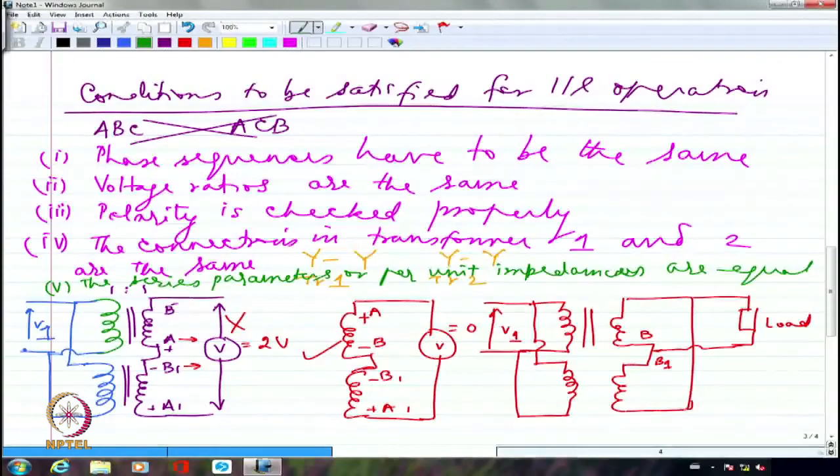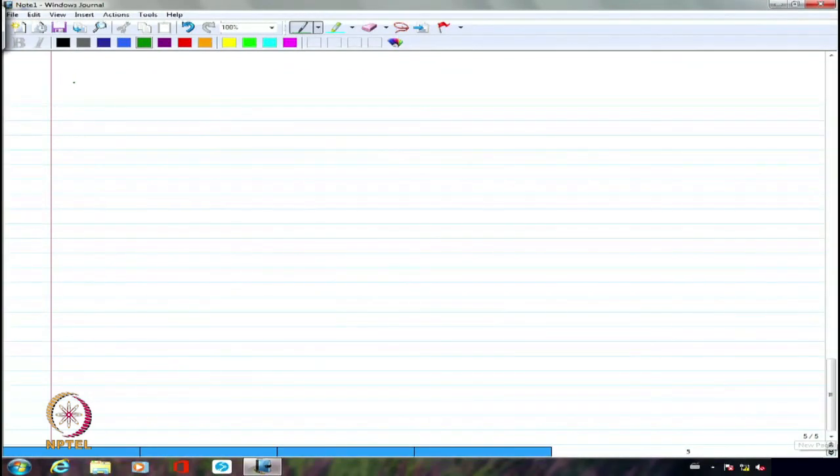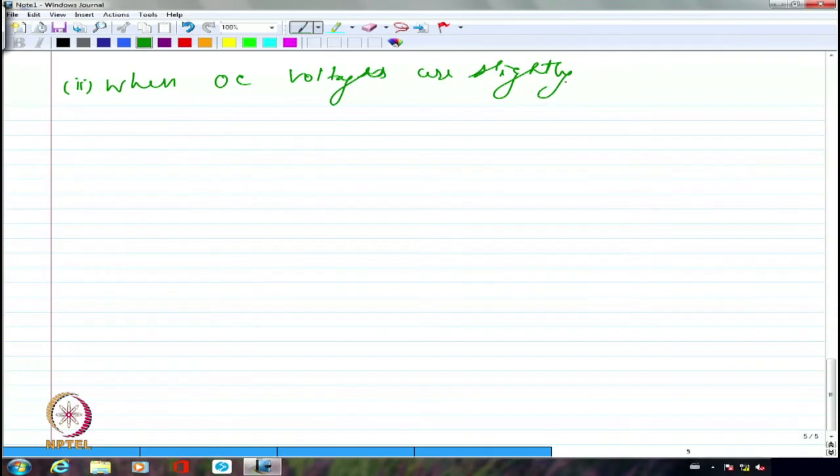The second case, now let us try to take a look. This is the first case where open circuit voltages are the same. The second case is when OC voltages are slightly different.